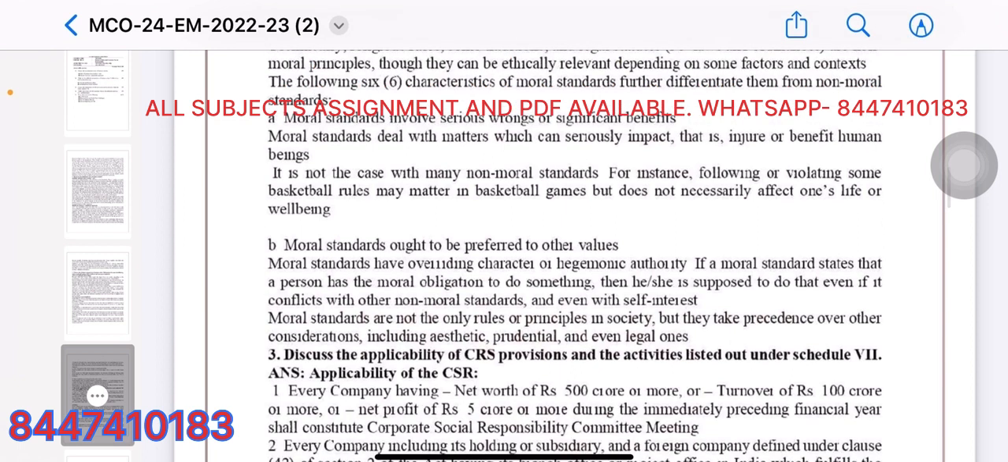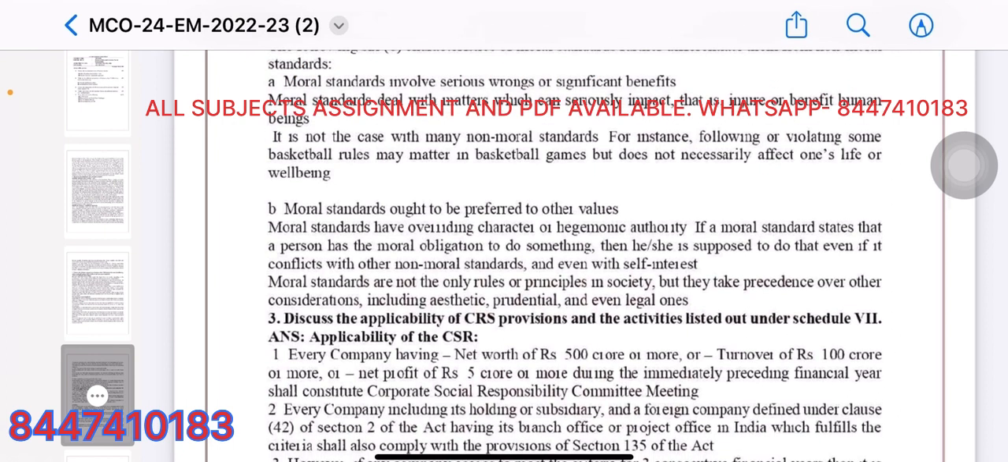Moral standards are to be preferred to other values. Moral standards have overriding character or hegemonic authority. If a moral standard states that a person has the moral obligation to do something, then she is supposed to do that, even if it conflicts with other non-moral standards and even with self-interest. Moral standards are not the only rules or principles in society, but they take precedence over other considerations, including aesthetic, prudential, and even legal ones.